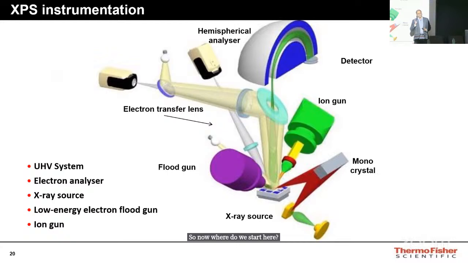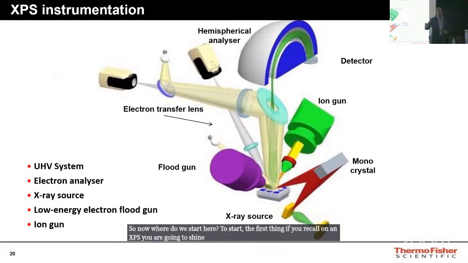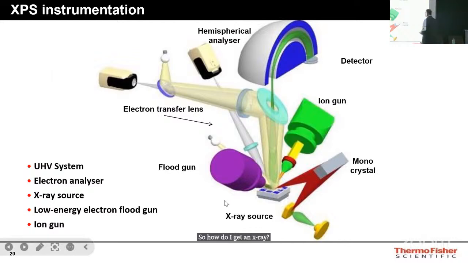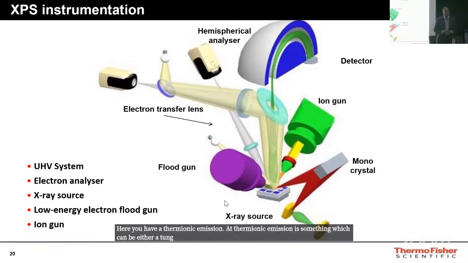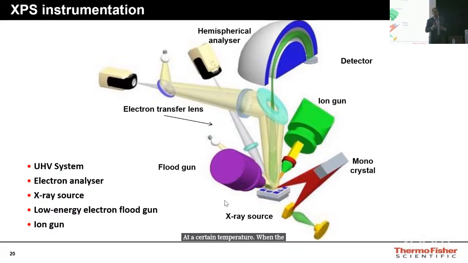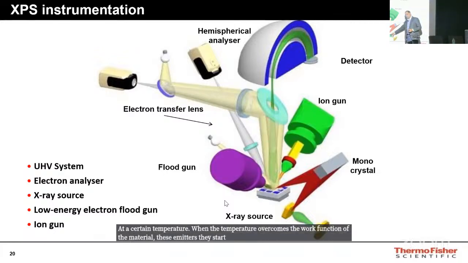To start, if you recall, on an XPS you shine an X-ray of known energy on the sample. So how do I get an X-ray? It starts from this point. Here you have a thermionic emission source, which can be either tungsten or lanthanum hexaboride, LaB6. When you heat these filaments and the temperature overcomes the work function of the material, these emitters start emitting electrons.